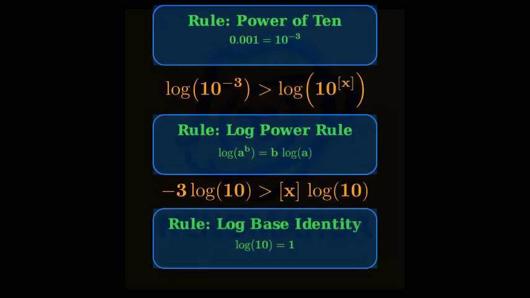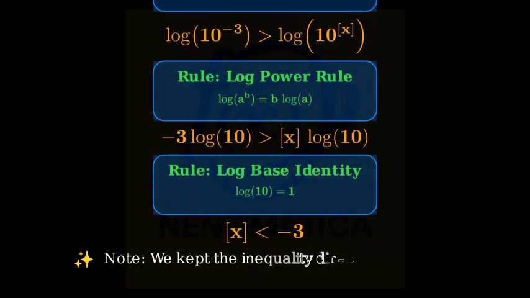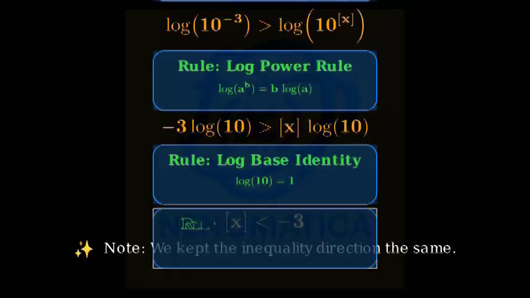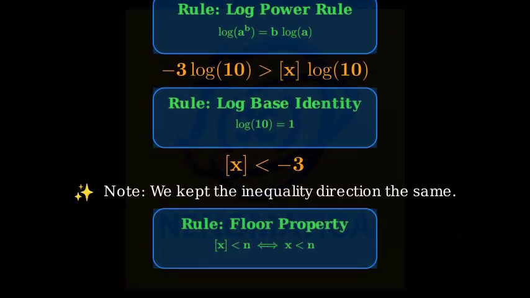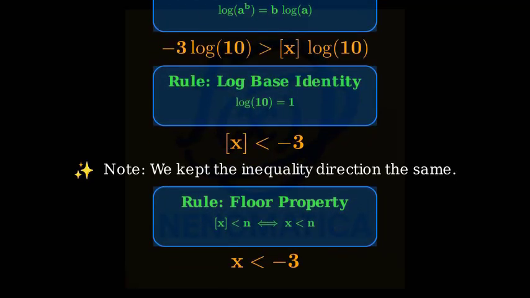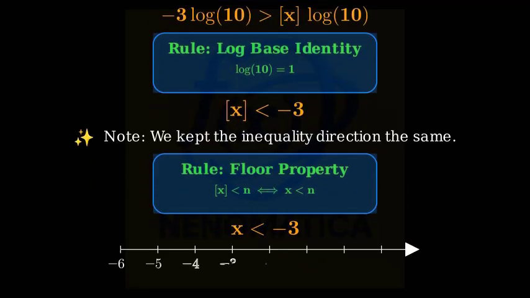floor of x. Step 6. Apply the floor property. Floor of x less than -3 means x itself is strictly less than -3. To visualize the solution set, consider a number line and highlight all x values strictly less than -3.